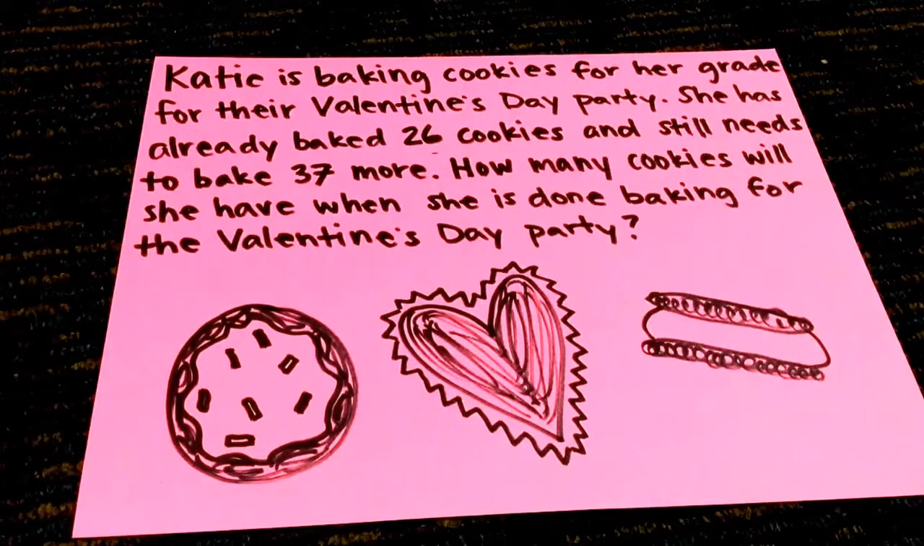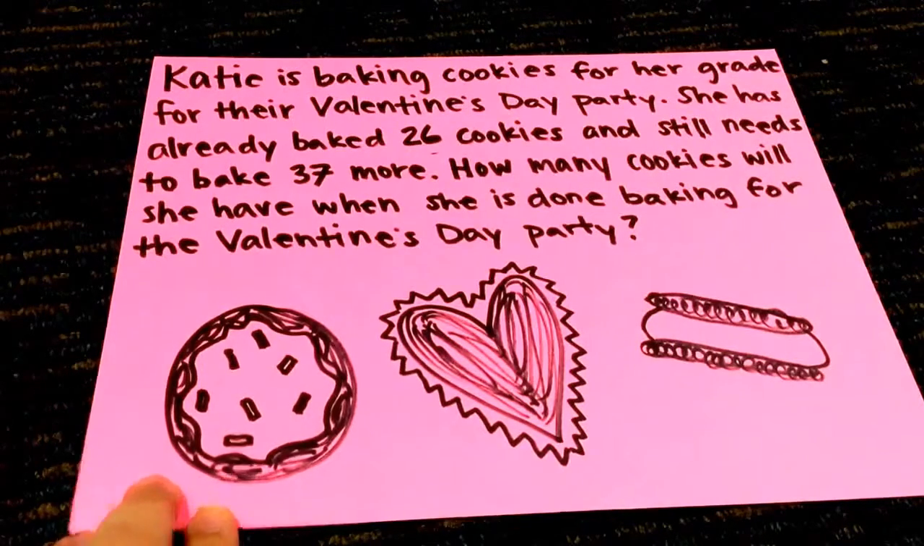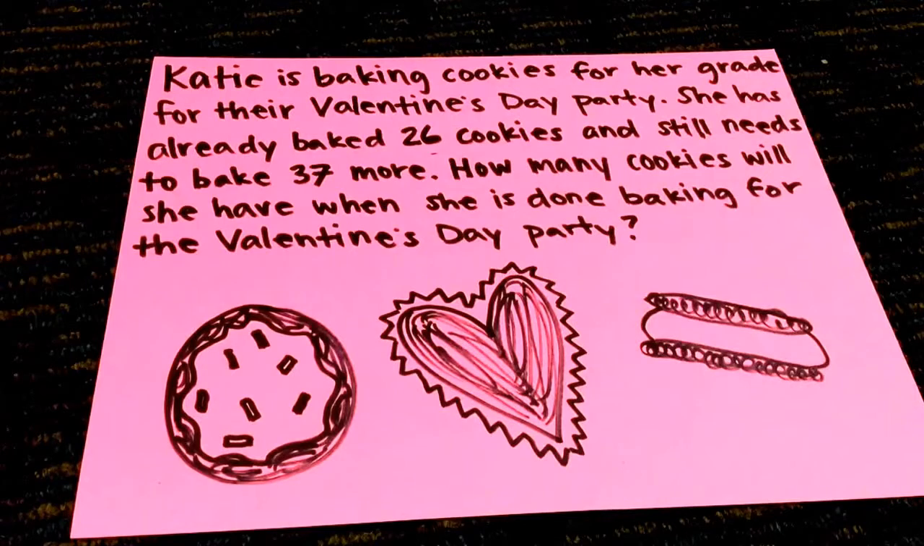Alright, so today we'll be working on a second grade addition problem with double digits. First, let's read our question. We have a word problem. It says, Katie is baking cookies for her grade for their Valentine's Day party. She has already baked 26 cookies and still needs to bake 37 more. How many cookies will she have when she is done baking for the Valentine's Day party?